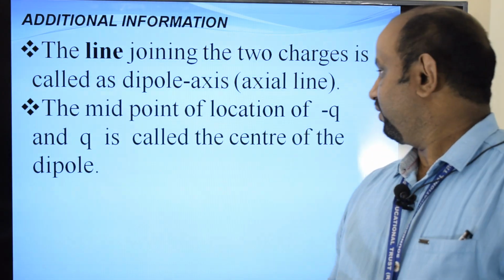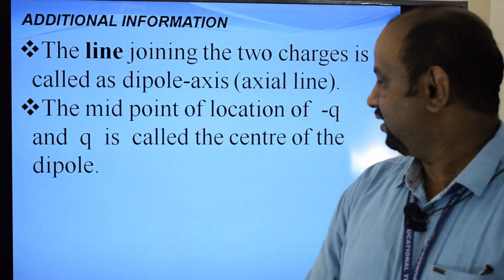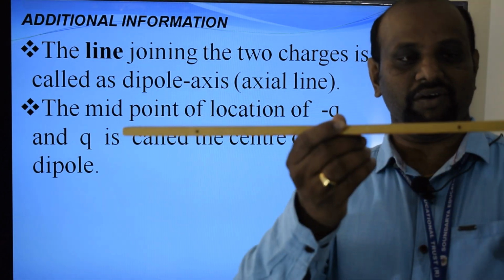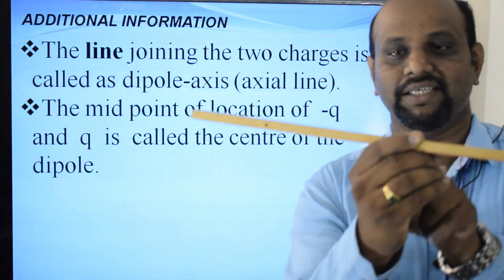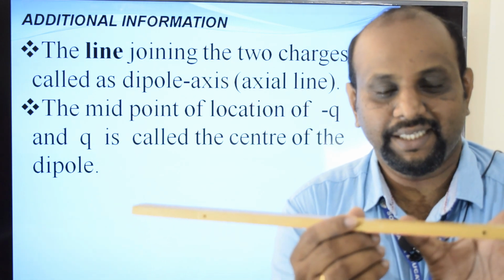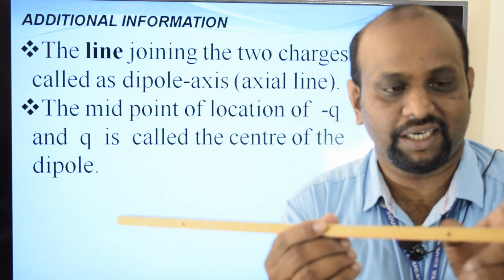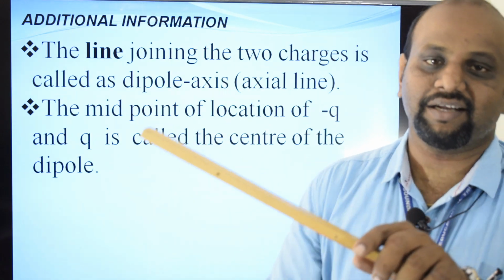The midpoint of the location of the minus q and plus q is called the center of the dipole. So this is the negative charge and this is the positive charge, and the midpoint is called the center of the dipole. It is denoted by the symbol O, and a is the distance between either one of the charges and the center of the dipole. That midpoint is called the center of the dipole.